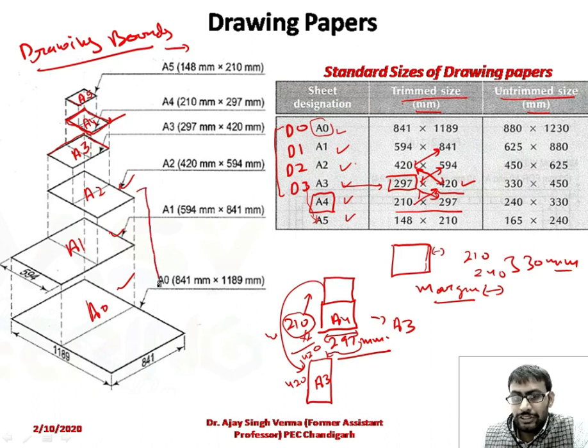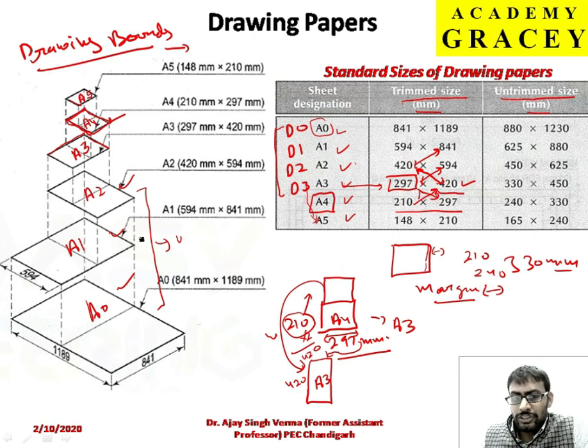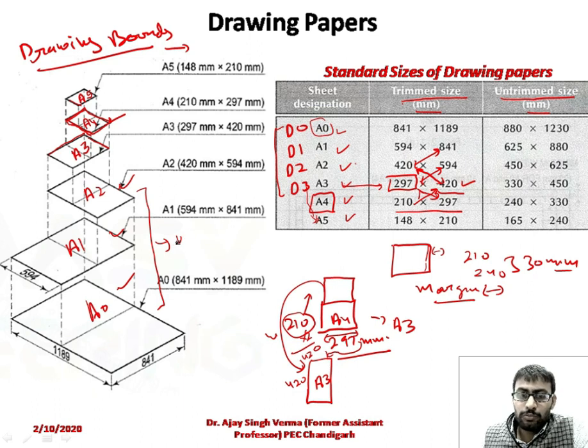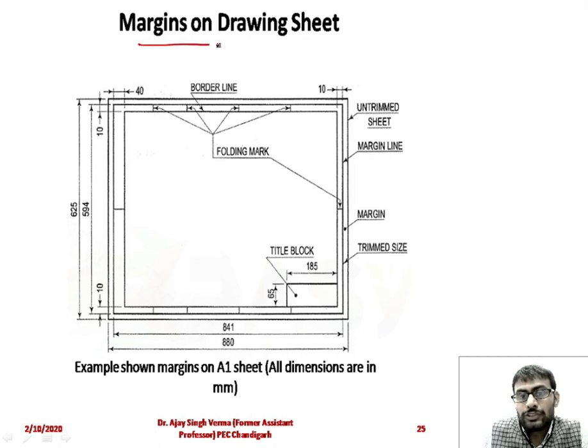These are the standard sizes, and in the market these are not available in the trimmed size. The untrimmed size is what you will obtain. Sometimes when you purchase these sheets, you can also measure them practically at your home to see what size you have got. Next is the margins of the drawing sheet.